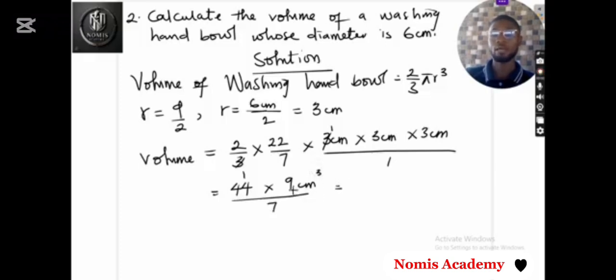So 44 multiplied by 9, 9 times 4 is 36, remainder 3. 9 times 4 is 36 plus 9 is 39. So 396 centimeter cube divided by 7. So I can say 7 here 1. 7 in 39 is 5. Remainder 4. Remember that is 35.